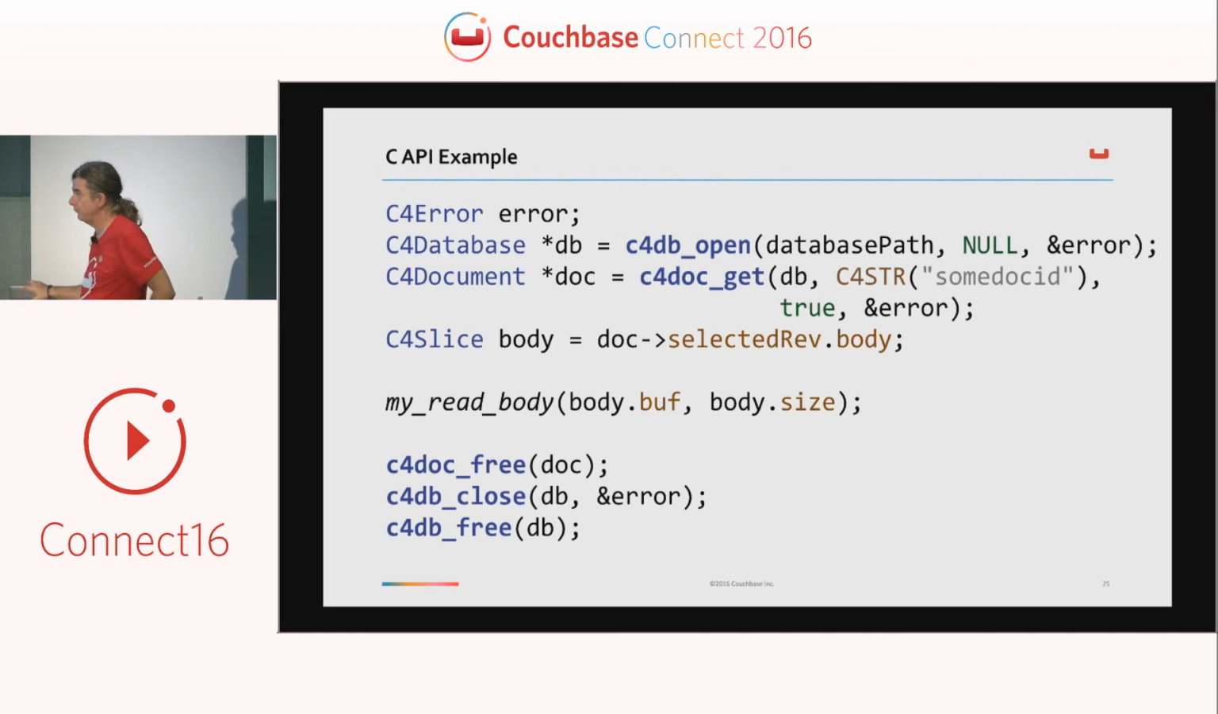Then when you're done with it, you free the document, close the database, and then free that database reference. So it's reasonably clean for a C API. And if you go and look at this code later, which we can because in about one slide I'm going to show you the GitHub URL, there we have Doxygen documentation for the entire C API, so it's hopefully fairly cleanly documented.